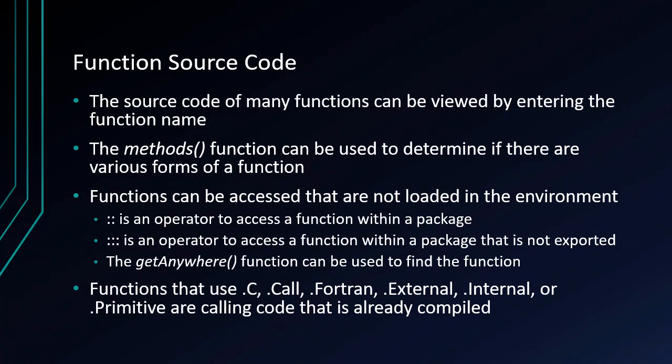Functions that use .c, .call, .fortran, .external, .internal, or .primitive are calling code that is already compiled. We will not be able to see those functions. Why are some pieces of code compiled? Because compiled code runs faster. And so when we're talking about aspects like covariance that are going to be used by thousands and thousands of people many, many times for each person, then those are compiled to make them run fast. If we want to see the code, we're going to have to do some web searching.